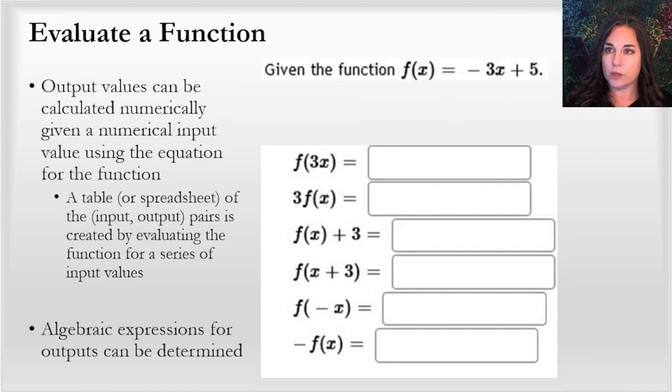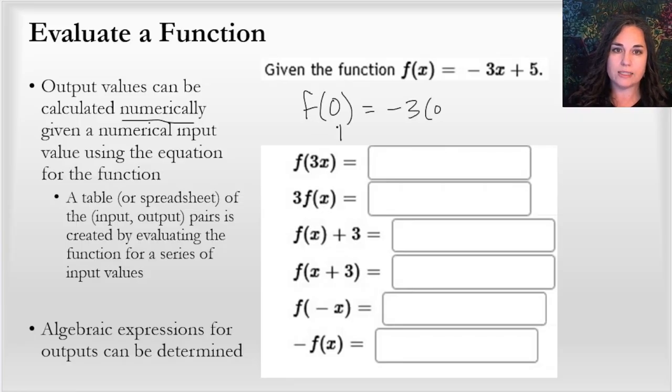We get into evaluating a function. This is probably review, in the way that output values can be calculated numerically given a numerical input. You've probably done this in prior classes. If I take, let's say, f, I have this function up here. It's a function of a line. F of, let's go 0. Easy, right? F of 0, if I plug 0 in, that just means wherever I see x, I'm going to put in 0. So there's negative 3 times 0 plus 5. Well, I'm going to get a plus 5, and that's f of 0.